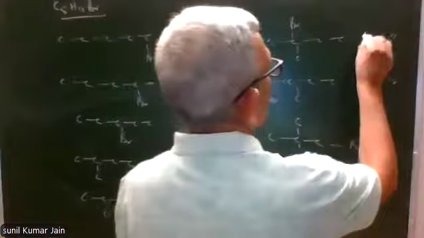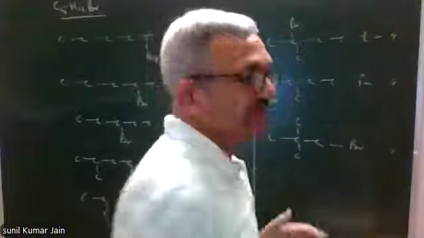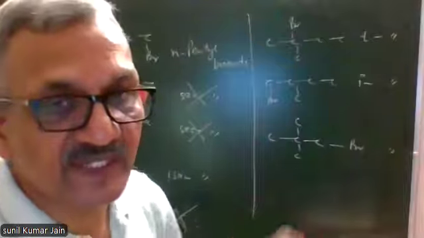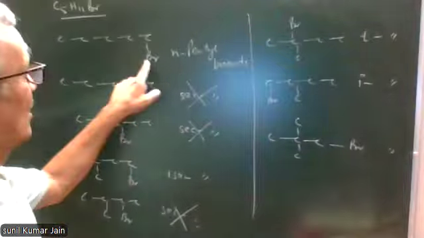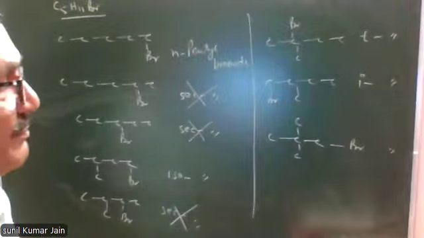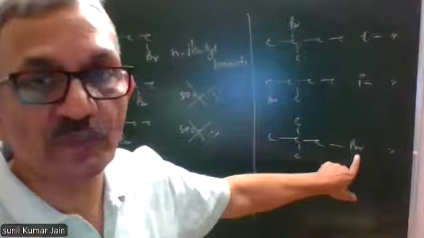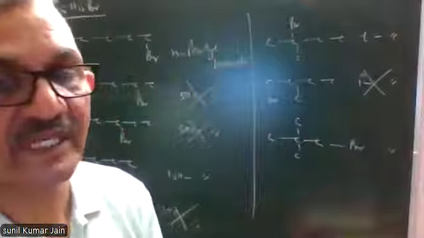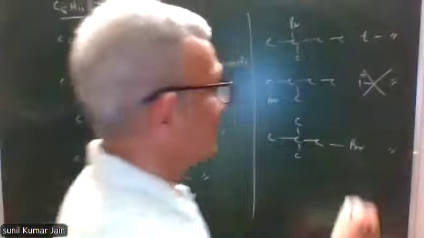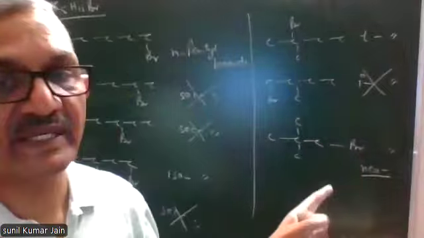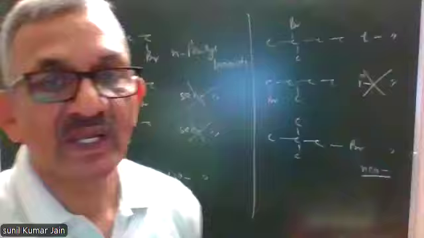This one is tertiary. There's only one tertiary. At the most, I can say primary for this one, but I cannot use the primary prefix in this case. Why? Because normal is also primary, iso is also primary, this last example is also primary. Therefore, no common name for even the second last isomer. This one is neo. This is neopentyl bromide.